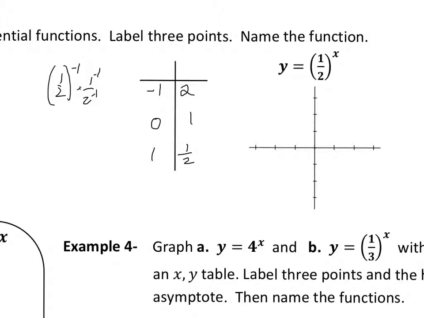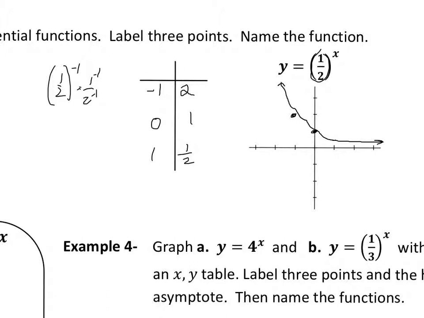So at -1, we're at 2. We're at 0 and 1. Again, we always seem to go through that point. And we're at 1 and 1/2. So now it looks more like this. So what happened when I made my base a fraction? It flipped over the y-axis, right?